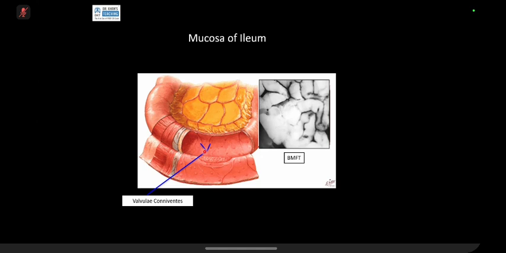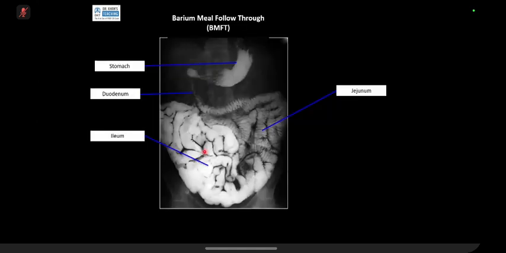So this is the mucosal fold. Now, look at this. This is a barium meal follow through. You can see the mucosal folds of the jejunum, and you can see the ileum. All of you agree? Do you agree? Smoother, isn't it? Less. So if I reverse this order, simple as that, celiac disease. Simple as that.